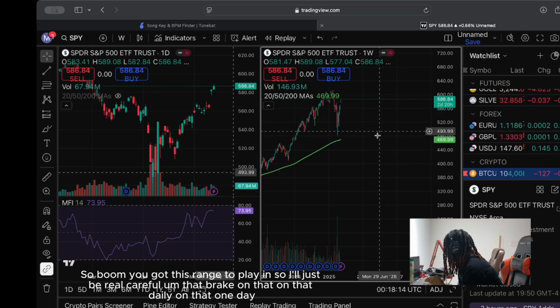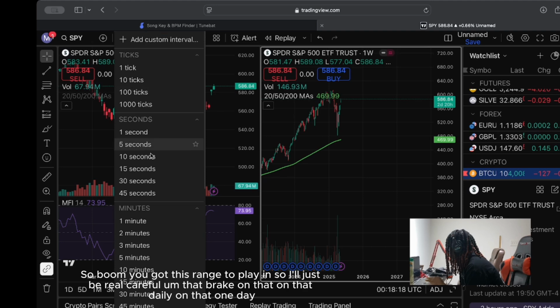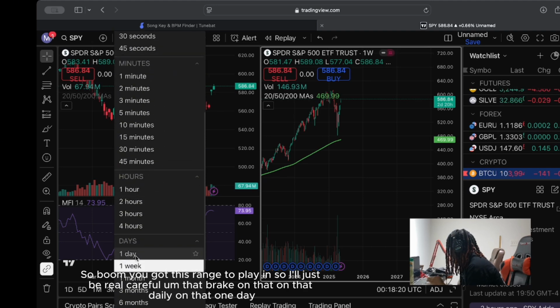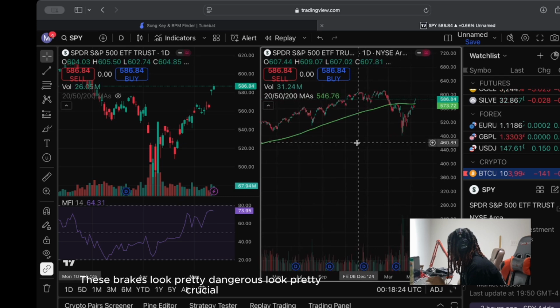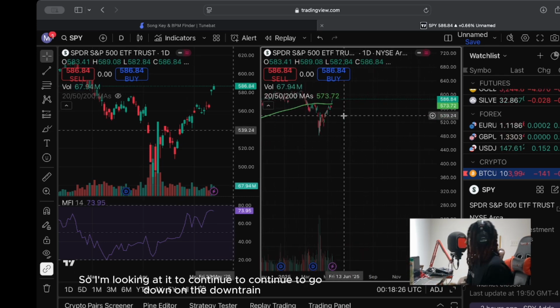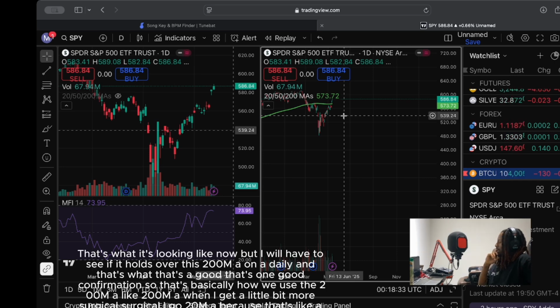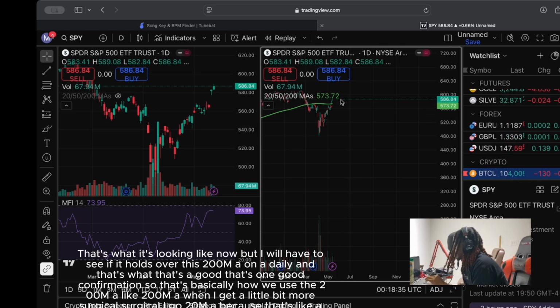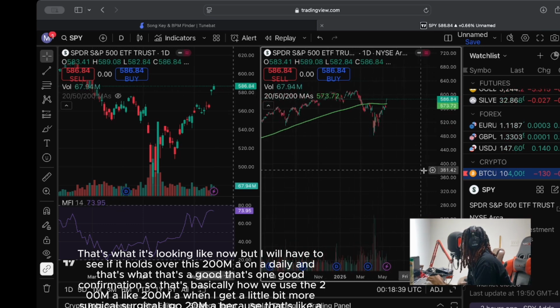So I'll just be real careful. That break on that daily, on that 1 day, these breaks look pretty dangerous, look pretty crucial. So I'm looking at it to continue to go down on the downtrend. That's what it's looking like now, but I will have to see if it holds over this 200 MA on the daily, and that's one good confirmation.